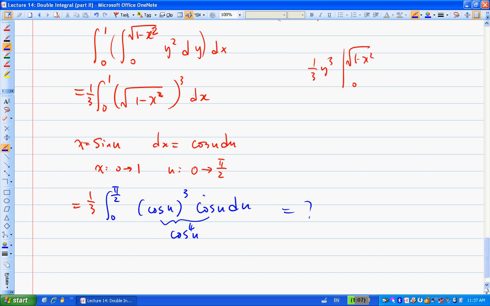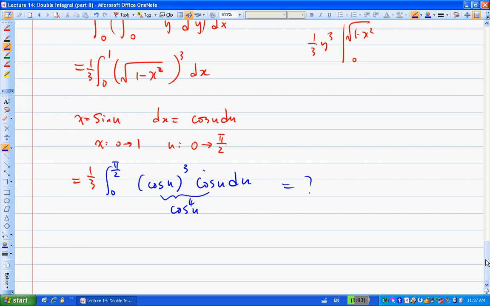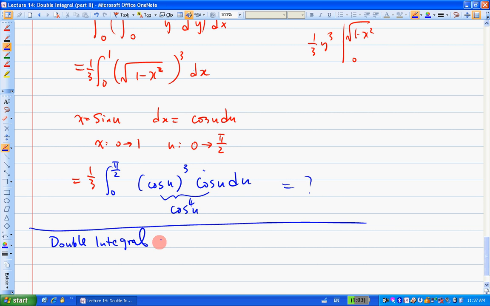And the question is, is there a better way of carrying out this double integral instead of using these Cartesian coordinates, right? So I think you probably said it. It's what? Polar coordinates. That's right. So this is our next topic here. Double integral in polar coordinates.